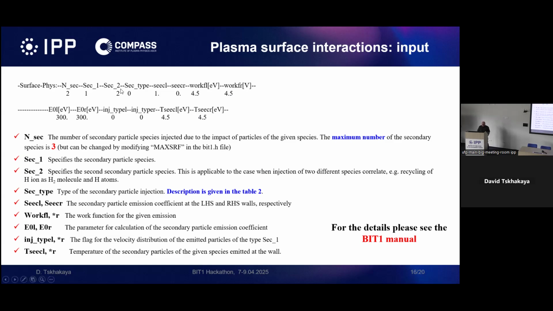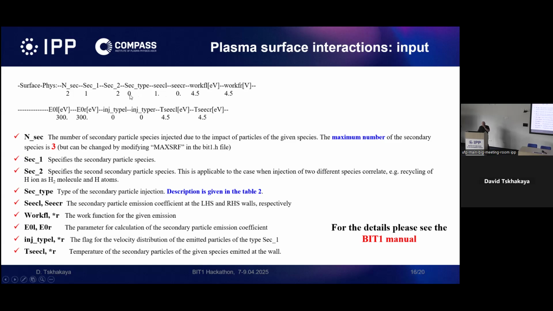These are the first and second emitted particles. Actually, you can repeat this line many times, so you don't need to put separate second particles, and this is done only for cases when these collisions or emissions are correlated. As I said, if you have a recycling of deuterium molecules and atoms, they are correlated, so you consider them as one event, and then you put it here. Then comes the type of secondary particle or emission type. Then sometimes you need to put, in this case, probably the secondary.